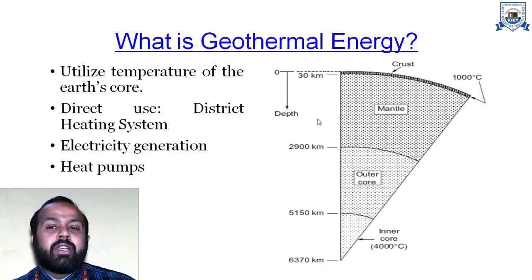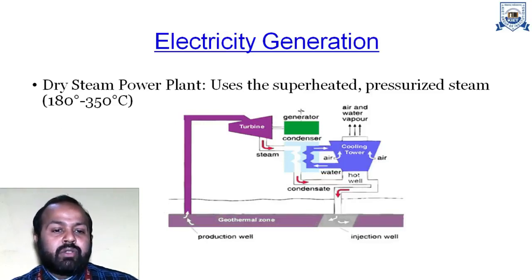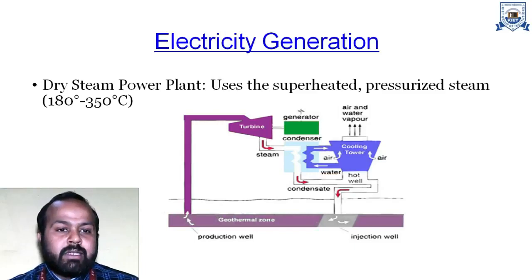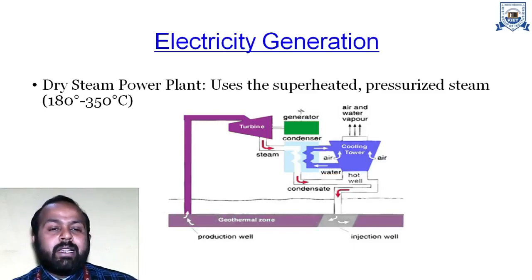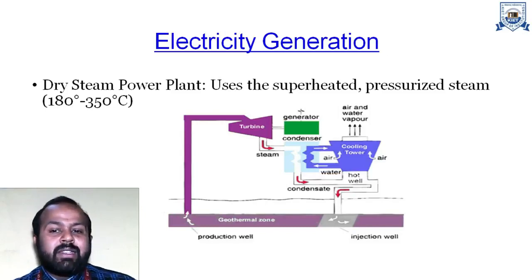Heat pump we already discussed. Now we have to focus on the power plants, so firstly we have to know about electricity generation. The first type of power plant is the dry steam power plant. Basically it uses superheated pressurized steam around 180 degrees centigrade to 350 degrees centigrade.